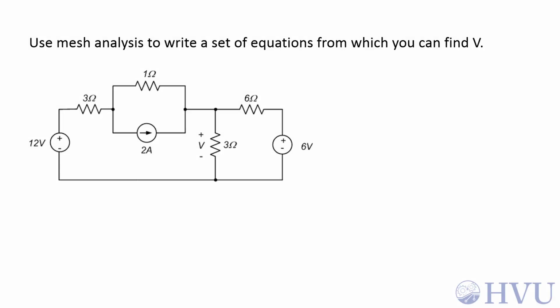Okay, let's use mesh analysis to write equations from which we can find the voltage V across the 3 ohm resistor. First, we want to identify our mesh loops. I'm going to kill all the sources, so this voltage source becomes a short circuit. There's a resistor here. I'm not going to bother to label its value because it doesn't matter at this stage. This current source becomes an open circuit.